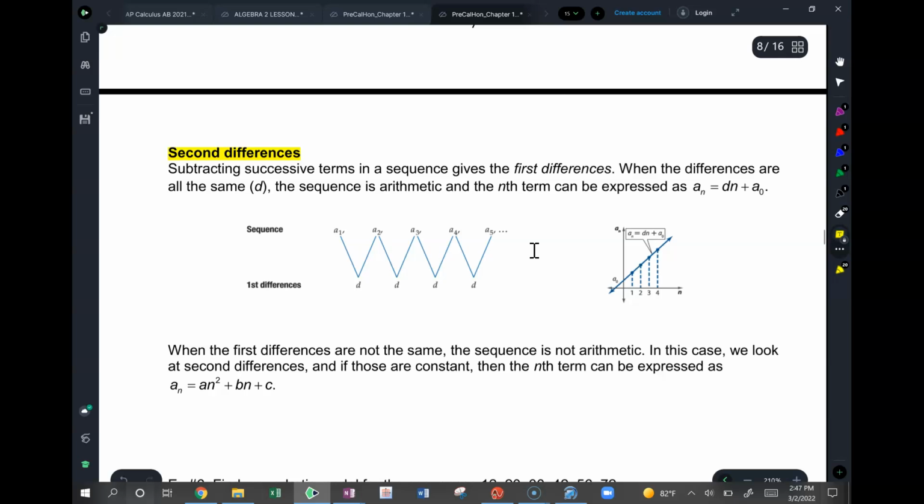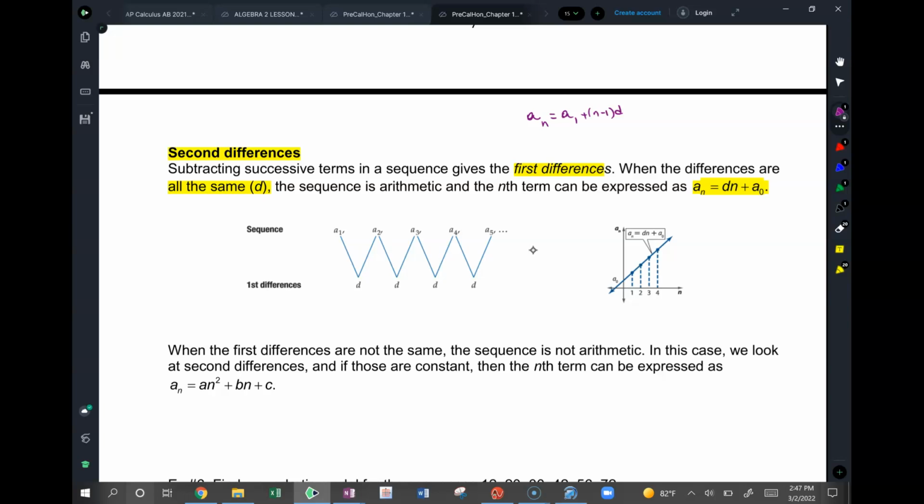Subtracting successive terms in a sequence gives first differences. That's what we just talked about. When the differences are all the same, we say it's an arithmetic sequence, and you can express it like this. So a_n is a_1 plus (n minus 1) times d, correct?